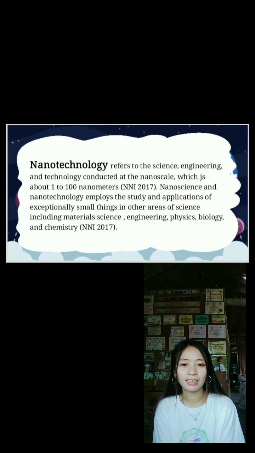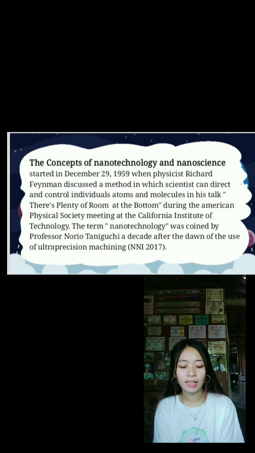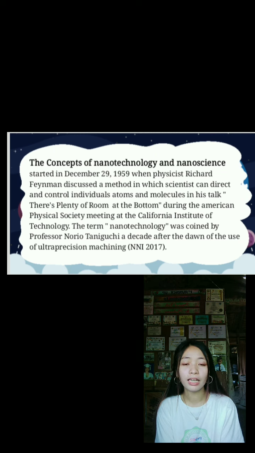And so let us come now to the meaning of nanotechnology. Nanotechnology refers to the science, engineering, and technology conducted at the nanoscale, which is about 1 to 100 nanometers. Nanoscience and nanotechnology employ the study and application of exceptionally small things in other areas of science, including material science, engineering, physics, biology, and chemistry.